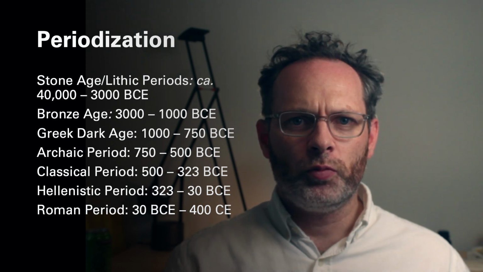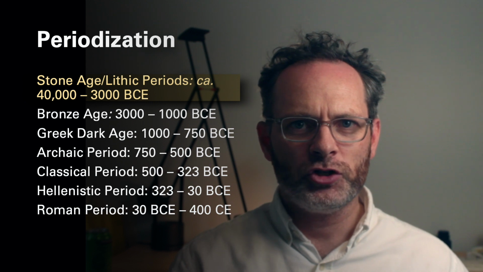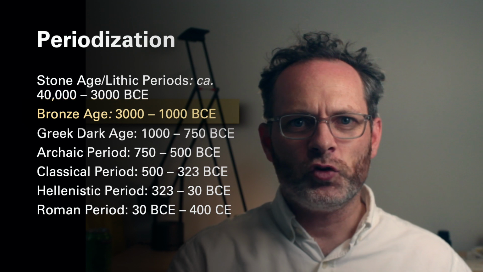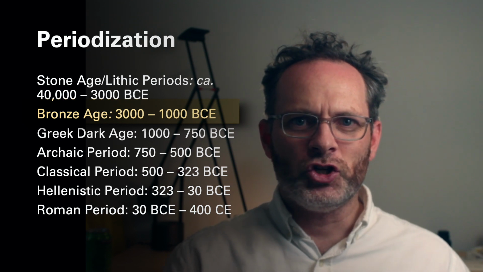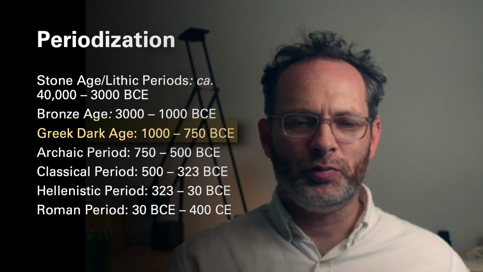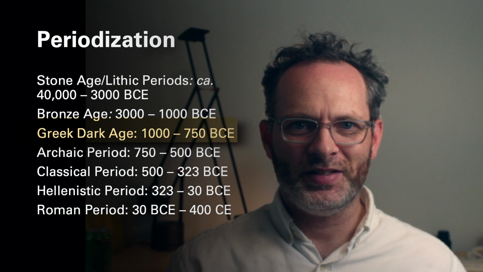The entire scope of the Stone Age or the Lithic period is from around 40,000 to 3000 BCE. The Bronze Age is from around 3000 to 1000 BCE. The Greek Dark Ages was from around 1000 to 750 BCE. An example of something that happened here was the first Olympic Games were celebrated in 776 BCE.